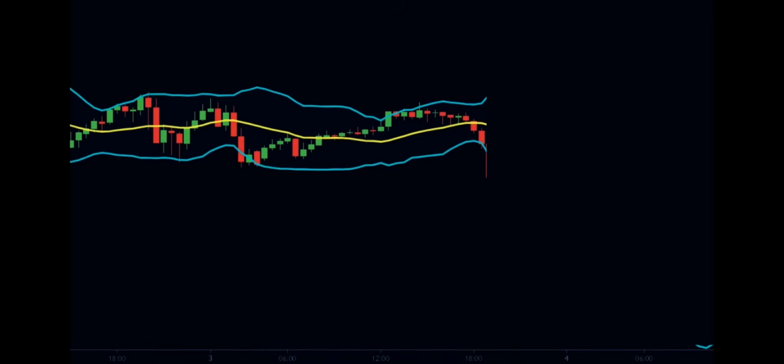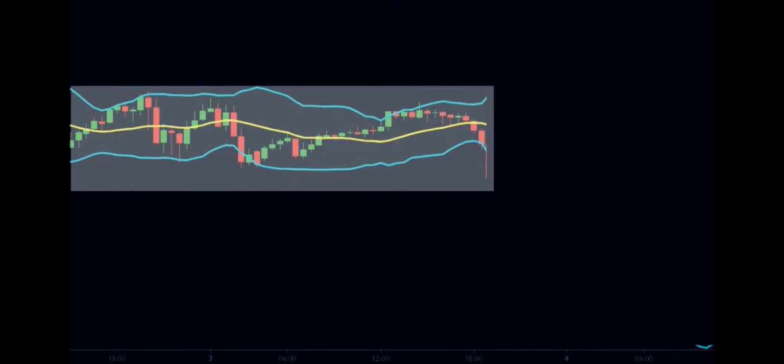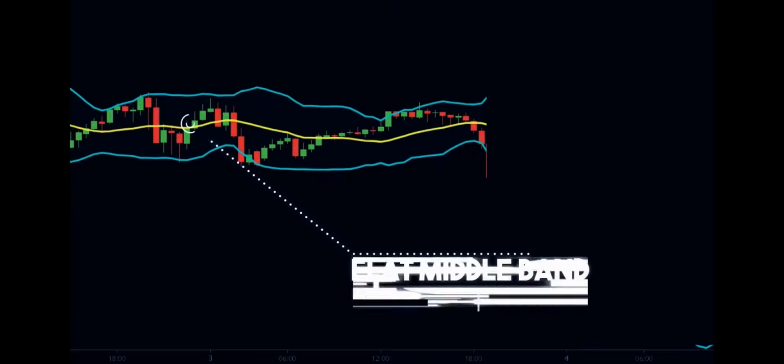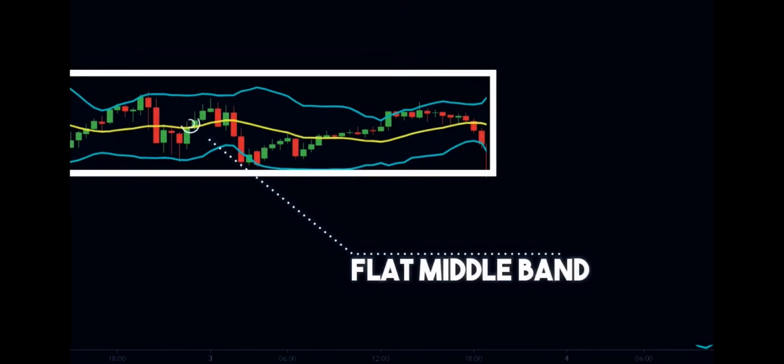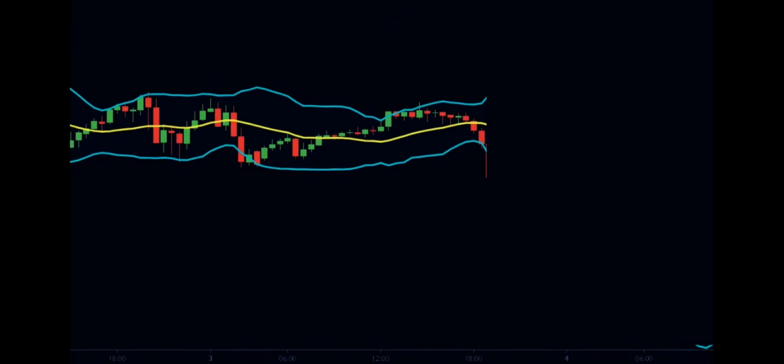Let us now look at a sell trade. Here we have the S&P 500 on the 30-minute chart. Look at this area. Here we see that the middle band is flat, and the Bollinger Bands are narrow. Hence, we have successfully identified an area of low volatility.